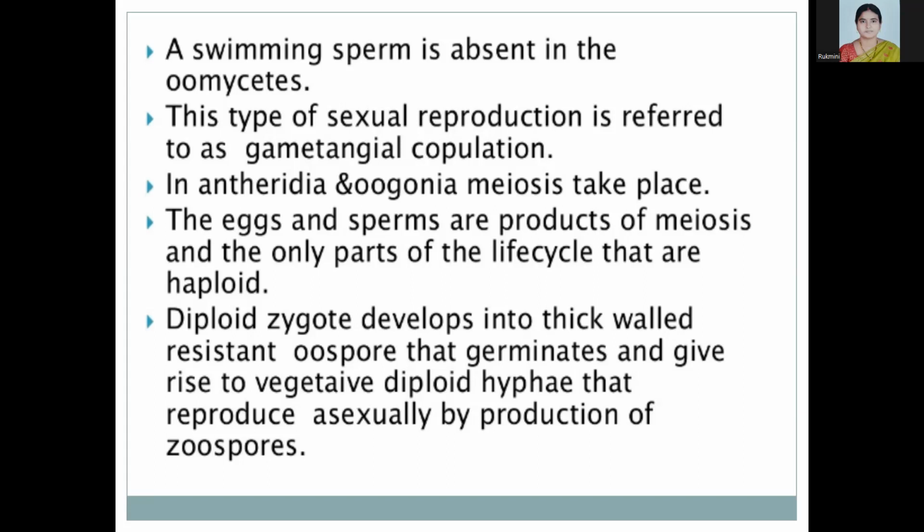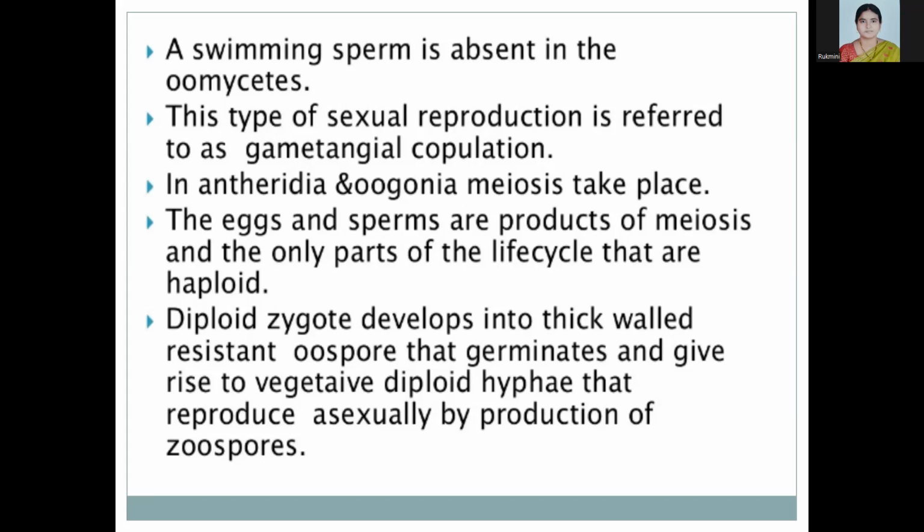This diploid zygote is surrounded by one thick wall, which has high resistance. After formation of thick resistant wall around this zygote, that is called an oospore. This will undergo germination. As a result of germination of oospore, it gives rise to vegetative hyphae. That hyphae is diploid in condition. So this will reproduce asexually by the production of zoospores.